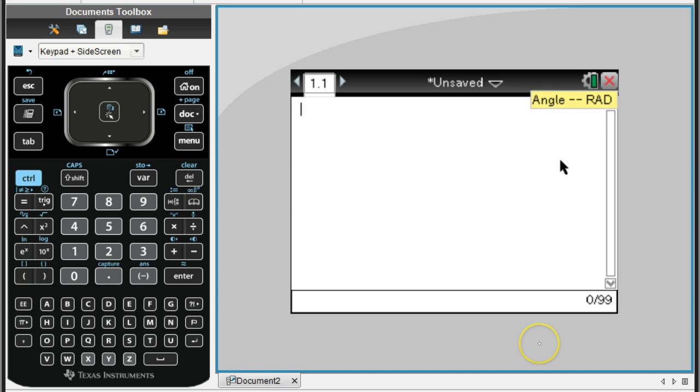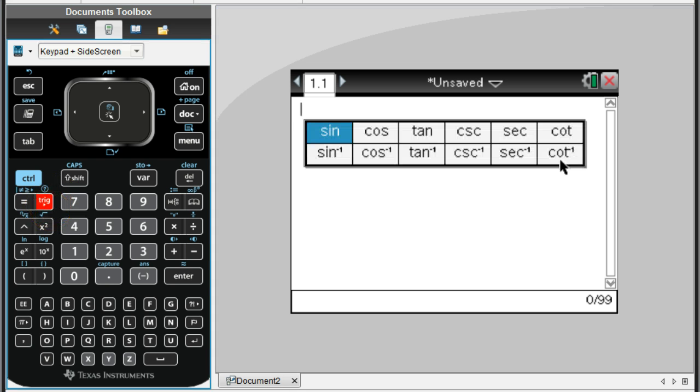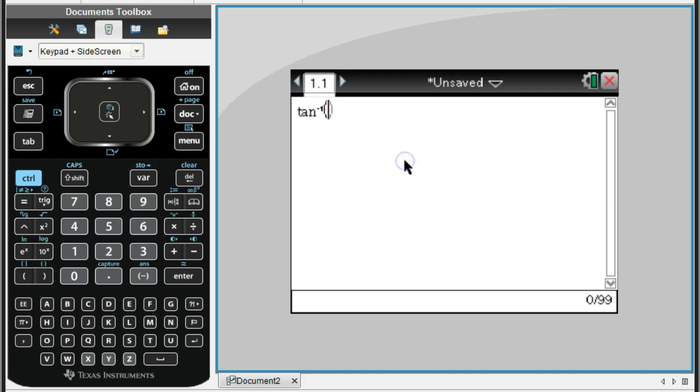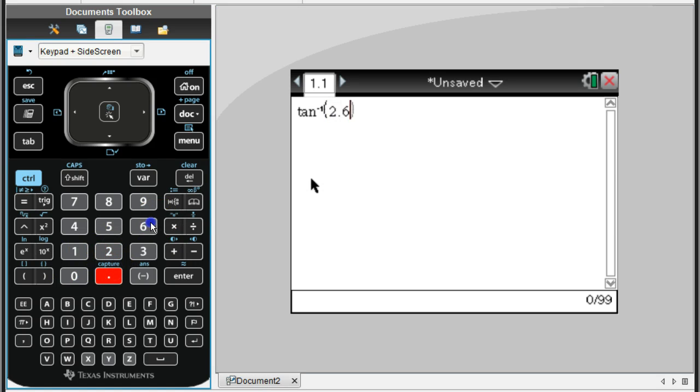Okay, so now what we want to do is take the arctan, which is the inverse tangent, of 2.64, and hit enter, and you should get 1.21 as your answer.